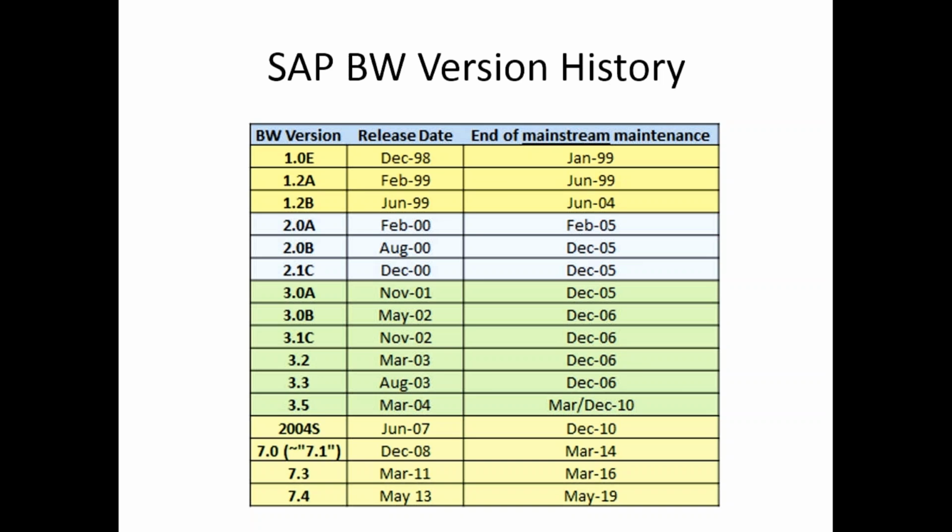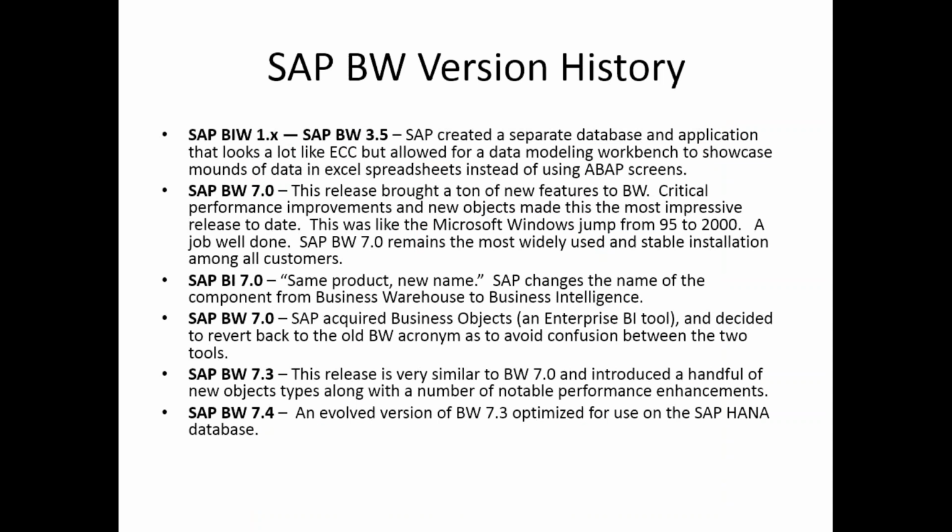So these are the different versions. Currently there is 7.4 and also 7.5. There is not much difference between 7.4 and 7.5, but HANA-wise there are some differences, which we will also be covering. But we are using a 7.4 system for our training purposes.